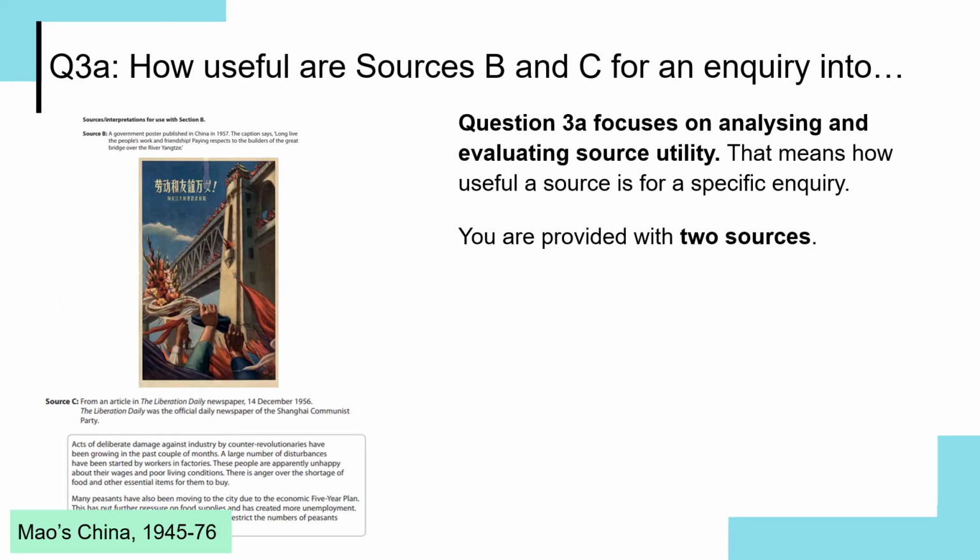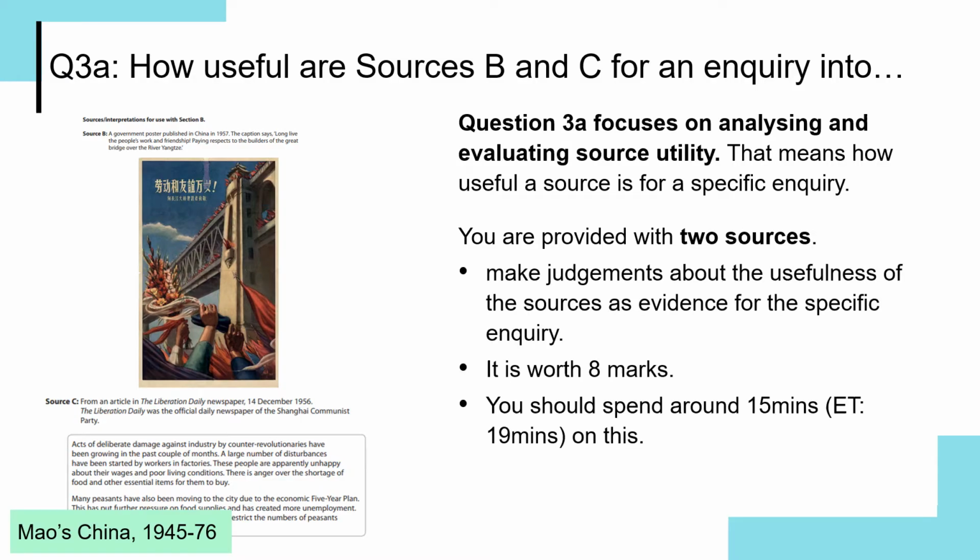Question 3a focuses on analysing and evaluating source utility. That means how useful is a source for a specified inquiry. You're given 2 sources. They can be written or visual, but at least one will be written. You will need to make judgments about the usefulness of both the sources.